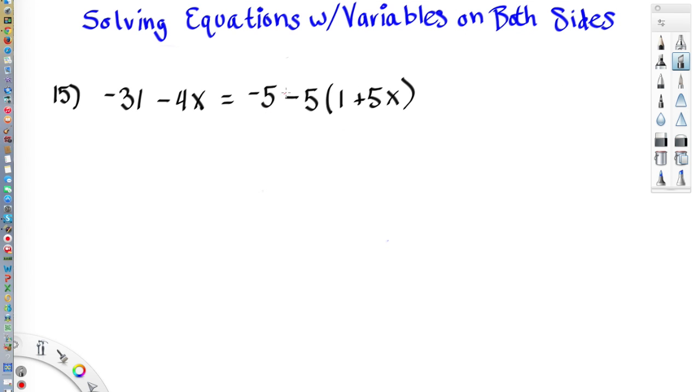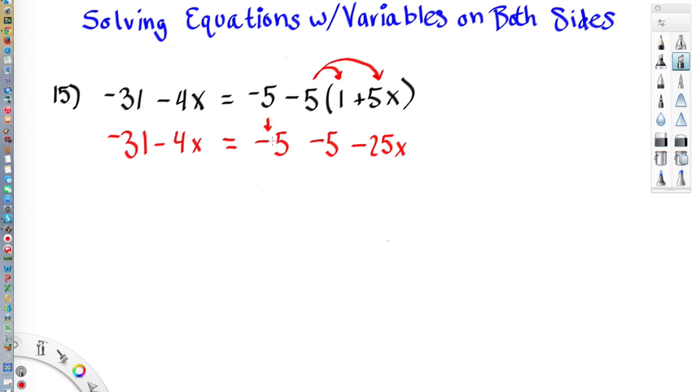Let's take a look at number 15. Again, I see that I need to simplify by distributing. I'm going to distribute the negative 5 to both the 1 and the 5x. A negative 5 times 1 will be a negative 5. A negative 5 times a positive 5x will be a negative 25x. And then I'm going to bring down my negative 5 right here. I bring down the rest of my mathematical information.